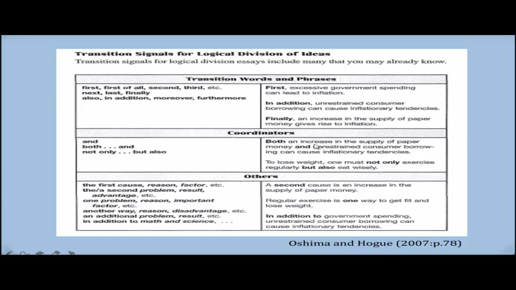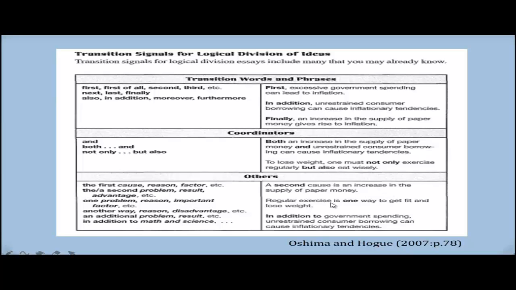"Both an increase in the supply of paper money and..." can cause inflationary tendencies. "To lose weight, one must not only exercise regularly but also eat wisely." This is an example of how to use it. And for the other one, you can use "the first cause," "reason," "factor," etc. And then "the second" or "a second problem," "result," "advantage," until "in addition to..." You can use this. For example, "a second cause is an increase in the supply of paper..." Then you can continue that.